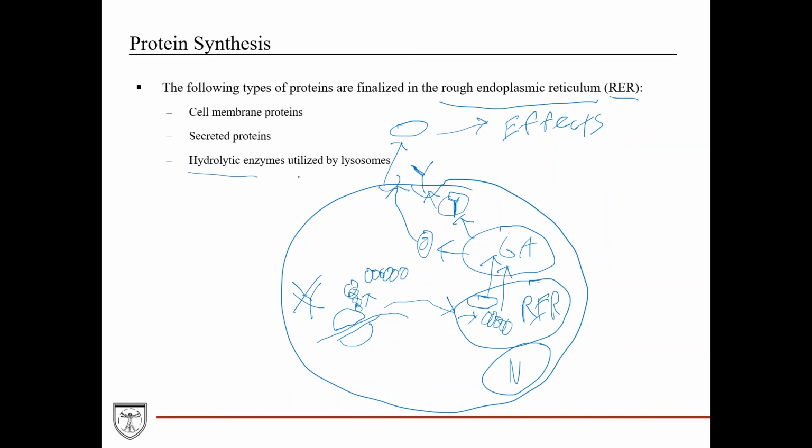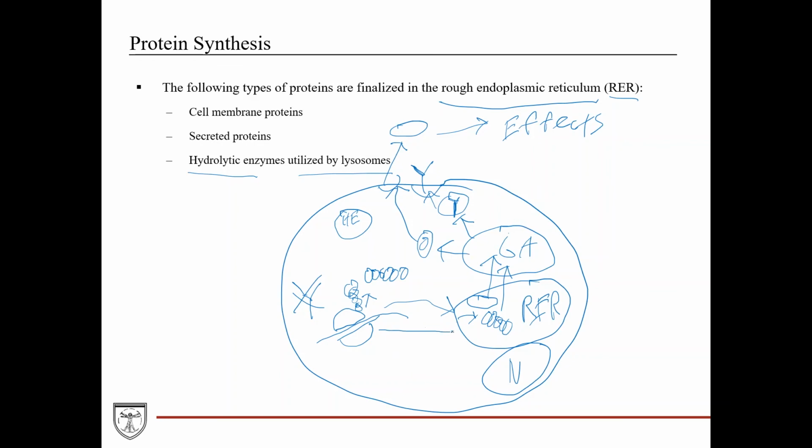Lastly, hydrolytic enzymes utilized by lysosomes. So lysosomes, as you recall, are organelles that essentially degrade the garbage of the cell, or broken down proteins or broken down cellular components. And part of the way they do that is by containing hydrolytic enzymes. So they're membrane-bound organelles like this, and they have these hydrolytic enzymes like that in here. Now, to get these here, you can't have hydrolytic enzymes just floating around in the cytosol, otherwise it's going to cause massive damage to the cell.